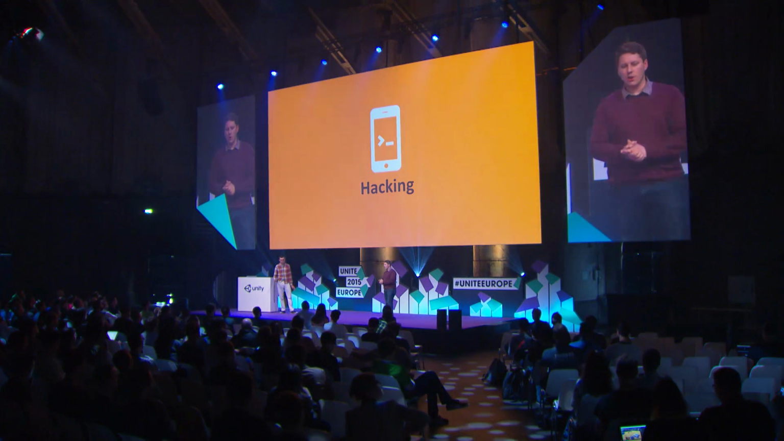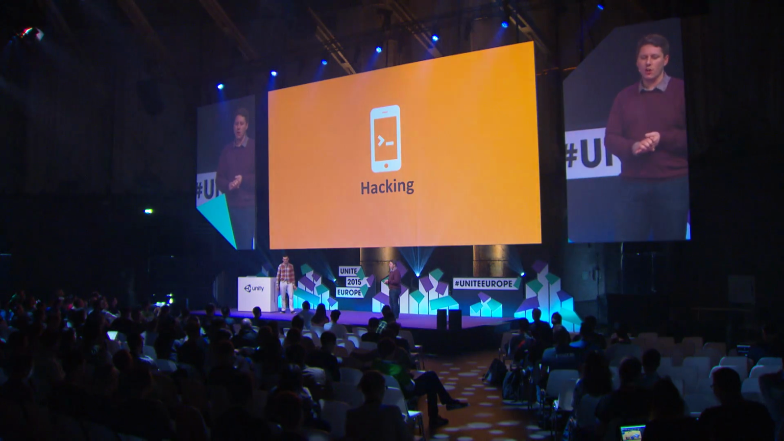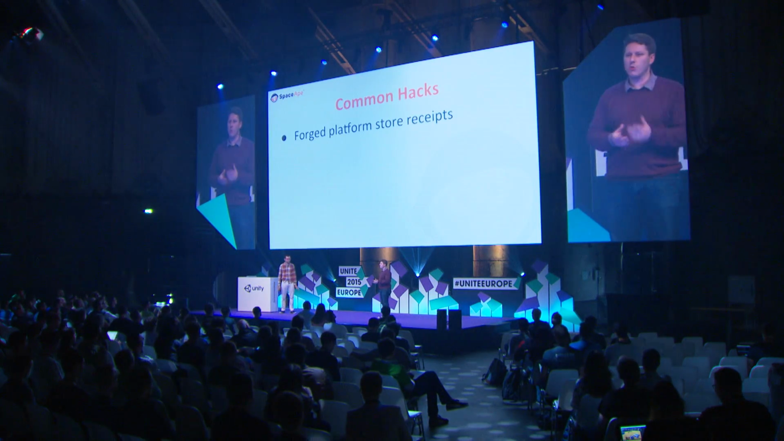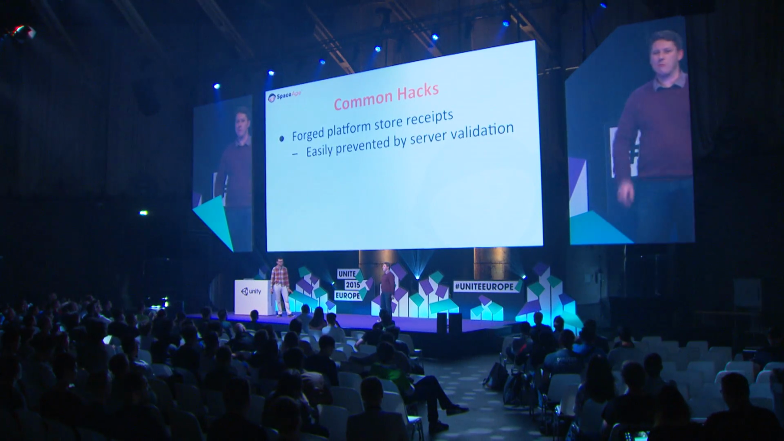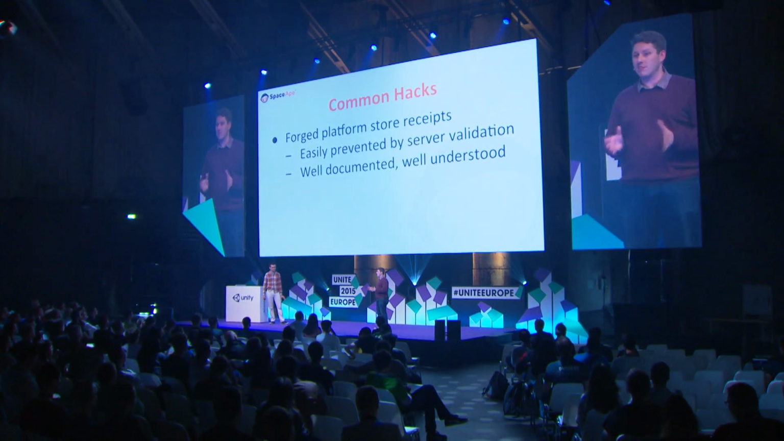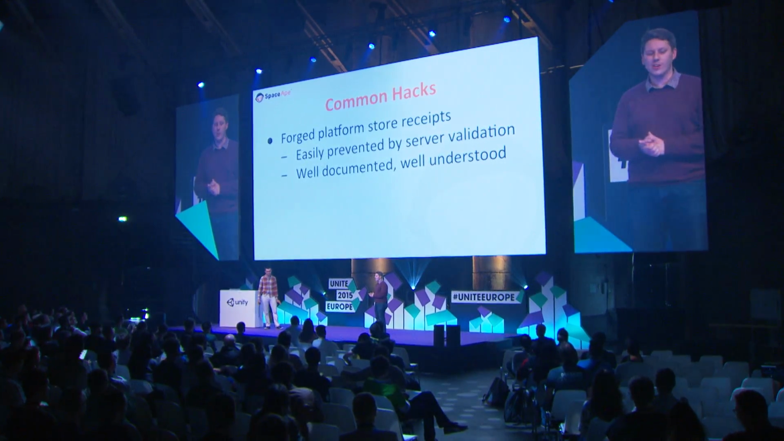OK, so let's move on to looking at our hacking. We had two main kinds of hacking. We had forged platform receipts. This is where a hacker is sending you a receipt for, say, the Apple Store and trying to trick your servers into thinking that they've bought something that they haven't paid for. These aren't actually that big a deal. As long as you're following the documentation from Apple and Google, you can detect those fairly simply on the server. But we do get a massive volume of them. People just love trying their luck.